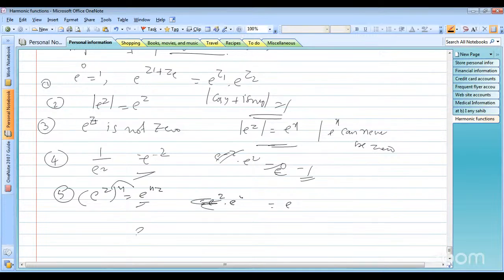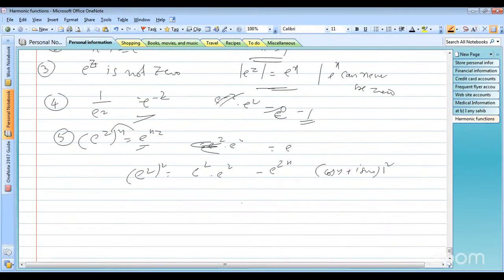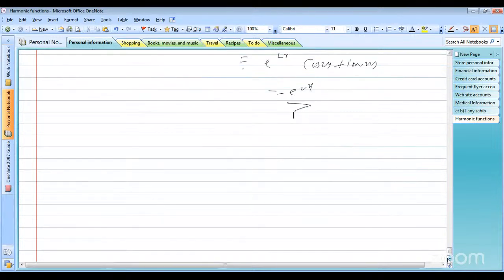So another one, e power z square, I already told. E power z into e power z square. So e power 2x into cos y plus i sin y whole square, e power 2x into cos 2y plus i sin 2y, that is equal to e power 2z. The general result can be proposed by induction, where n is a positive integer.